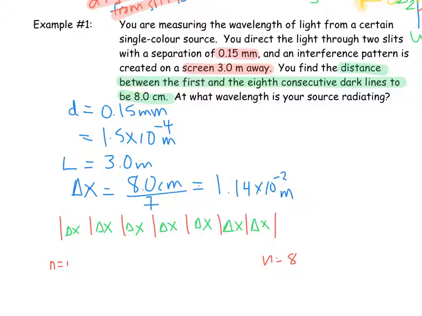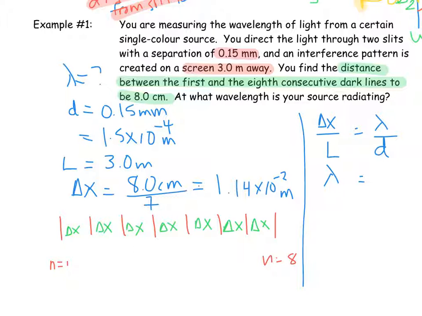All right, and so what am I looking to solve here? I'm looking to solve for lambda. I want to know, well, what is lambda? So I'm going to employ the formula, delta x over L is equal to lambda over D. Substituting and solving for lambda, lambda is going to be equal to my 1.14 times 10 to the negative 2.